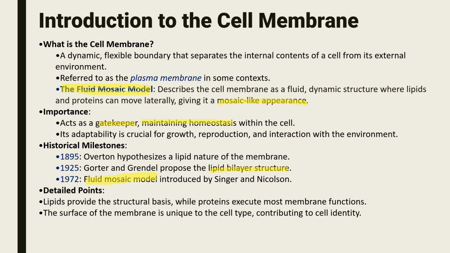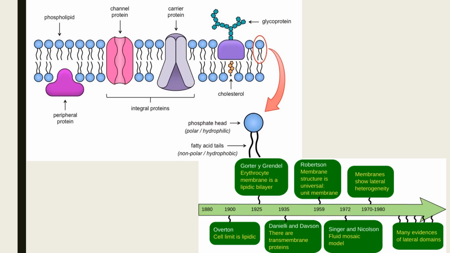Detailed points. Lipids provide the structural basis while proteins execute most membrane functions. The surface of the membrane is unique to the cell type, contributing to cell identity. As you can see here, there is a carrier protein, and these are the channel proteins, and there are phospholipids, and then there is a glycoprotein. We also have cholesterol and integral proteins.